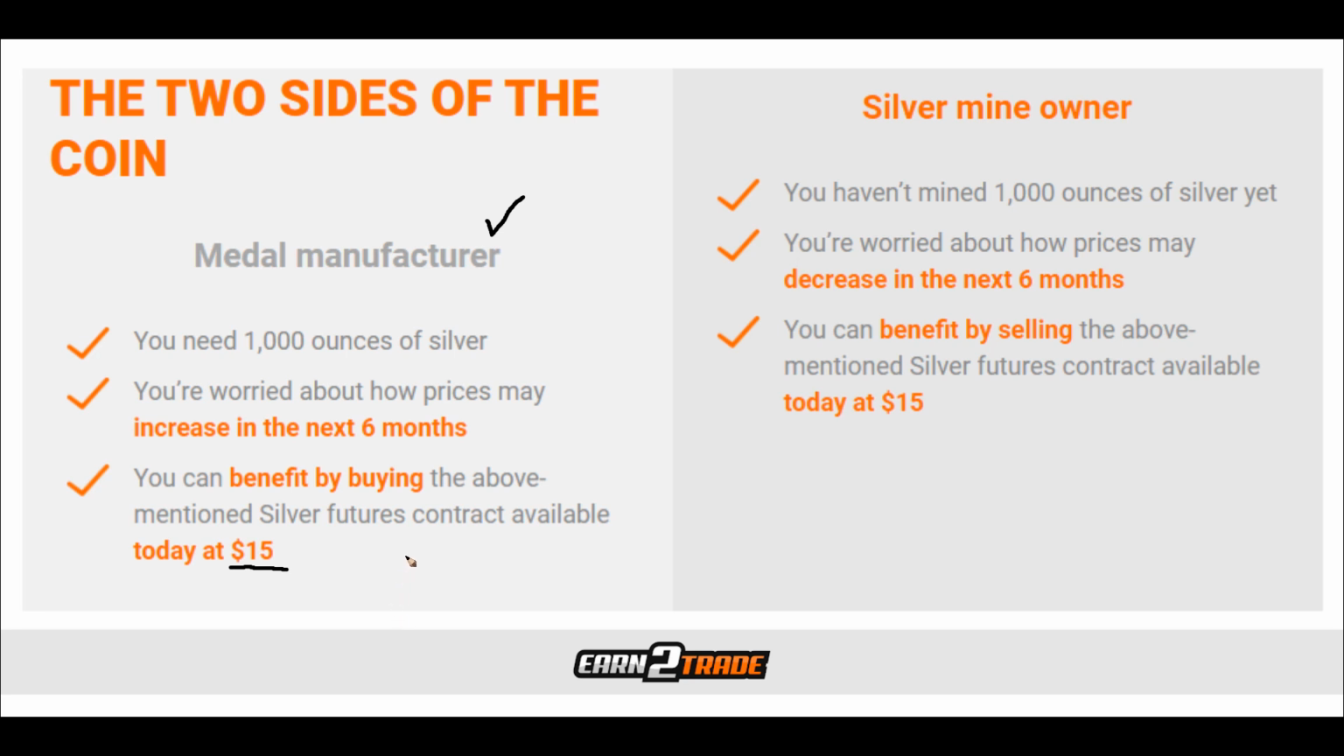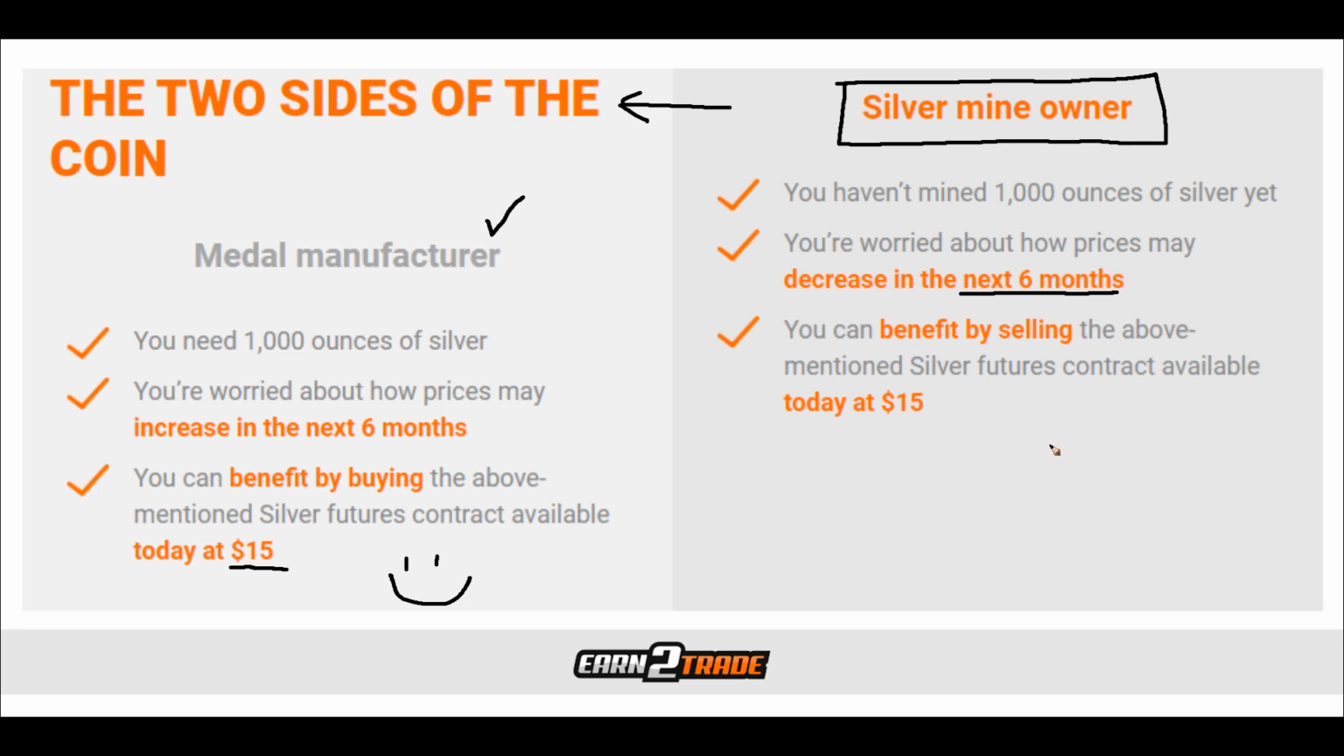Problem solved. Now, if we take a moment and consider the other side of this trade and pretend that we are the silver mine owner. So let's pretend we're the silver mine owner and the manufacturer, which used to be us, approaches us intending to purchase 1,000 ounces of silver in 6 months' time. We might be concerned about the price of silver declining to below its current price of $15 per ounce. We can benefit by selling the silver futures contract available today at $15. This guarantees that we will have the ability to sell our silver at the set price.